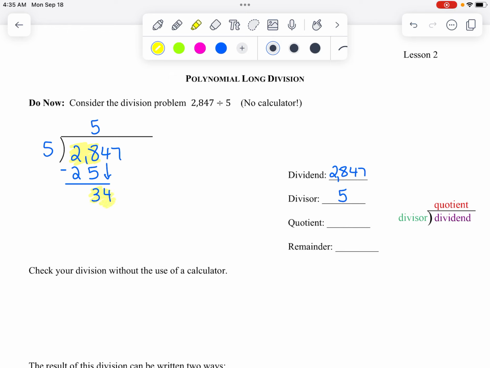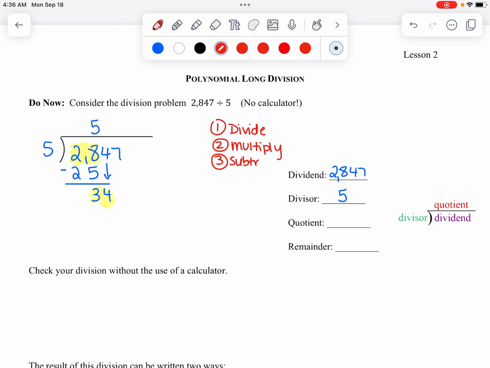So let's just remind ourselves of the steps we just took. So we did step 1, which was to divide. Step 2 was to multiply. That's where we multiplied the 5 times 5. Step 3, we subtracted. We subtracted 28 minus 25. And then step 4, we brought down, sometimes I'll just write bring down, the 4. So we could do this again. We're going to do all 4 of these steps again.